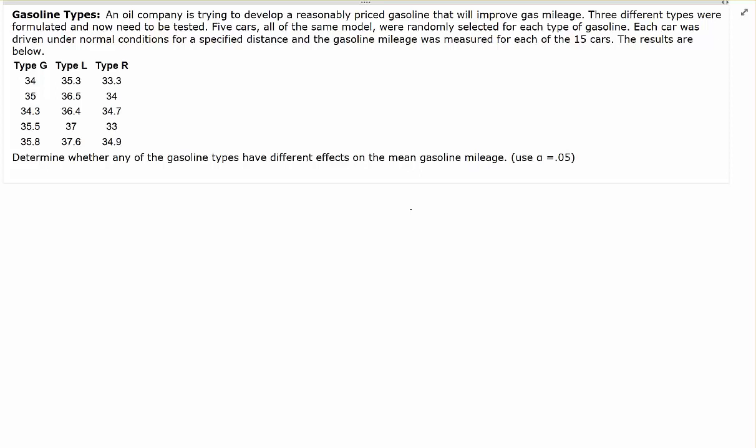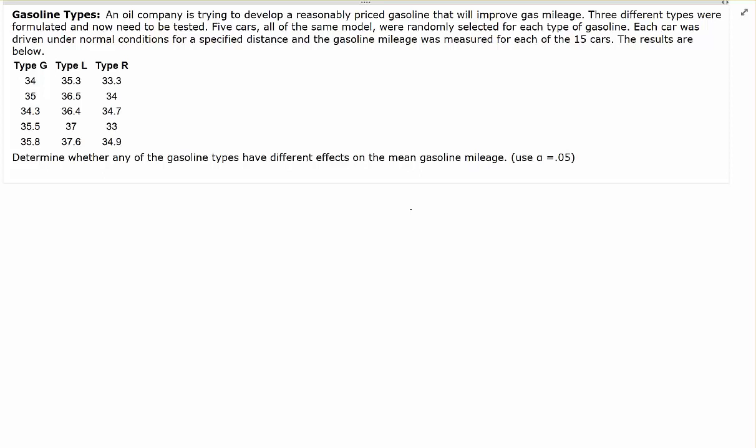An oil company is trying to develop a reasonably priced gasoline that will improve gas mileage. 3 different types were formulated and now need to be tested. 5 cars, all of the same model, were randomly selected for each type of gasoline. Each car was driven under normal conditions for a specified distance, and the gasoline mileage was measured for each of the 15 cars. The results are below.